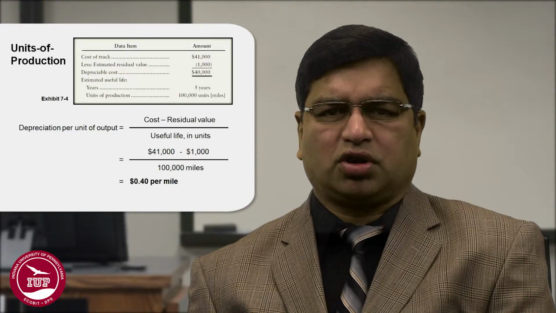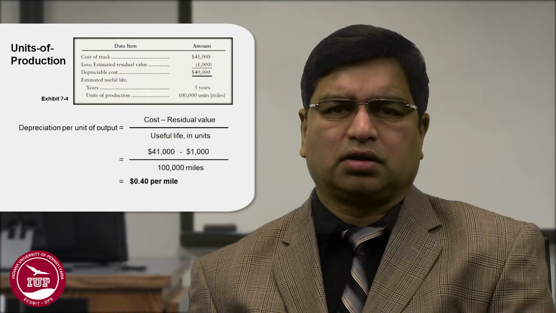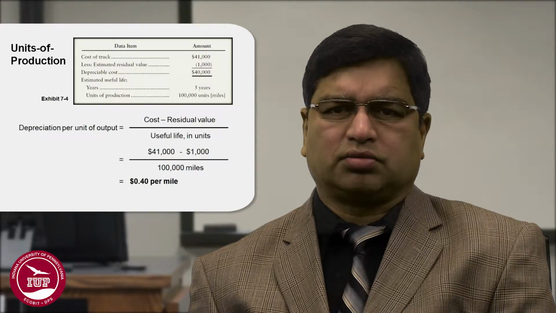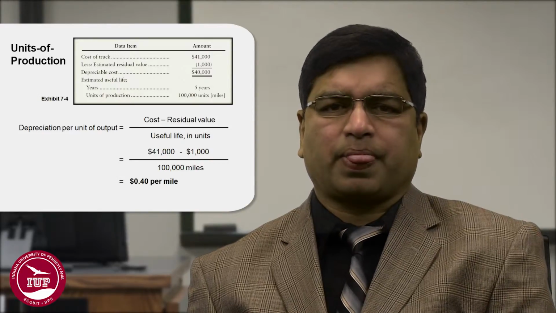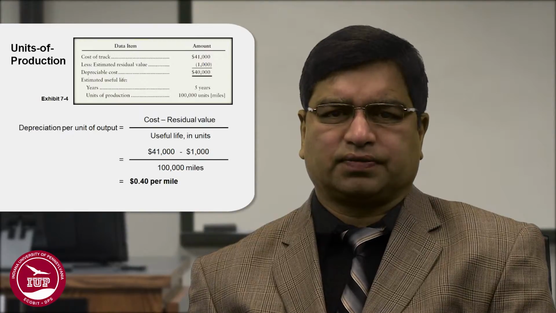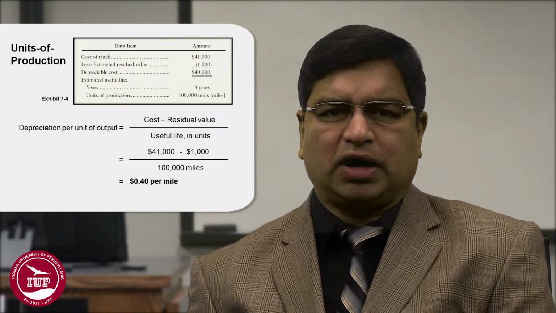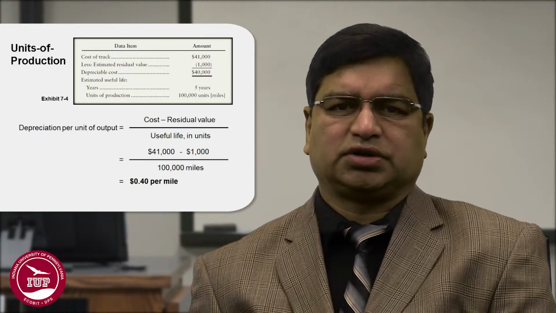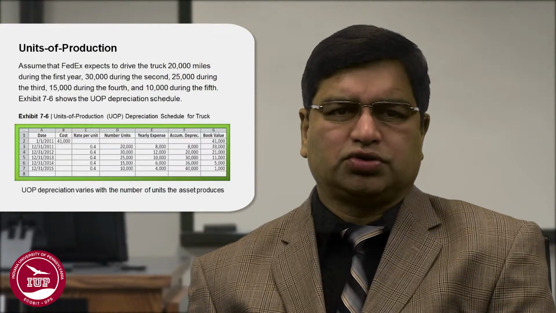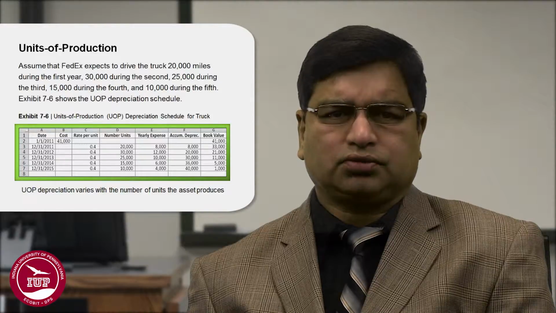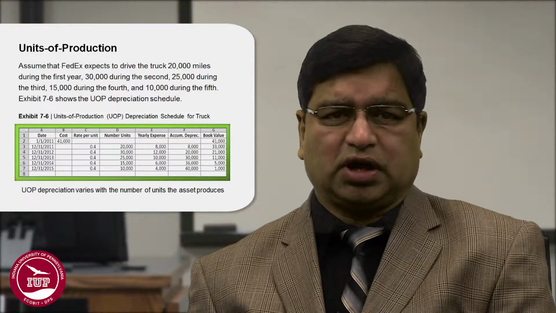Let's take the example. We have a depreciable cost of 40,000 for the truck, and we said the useful life of that truck could be 100,000 miles. So after 100,000 miles, we are estimating that the residual value of that truck will be $1,000. And we divide it by 100,000 miles. So the per mile cost of our depreciation is 40 cents per mile. Now, depending upon the usage over the period, let's assume the units used in the first year are 20,000.